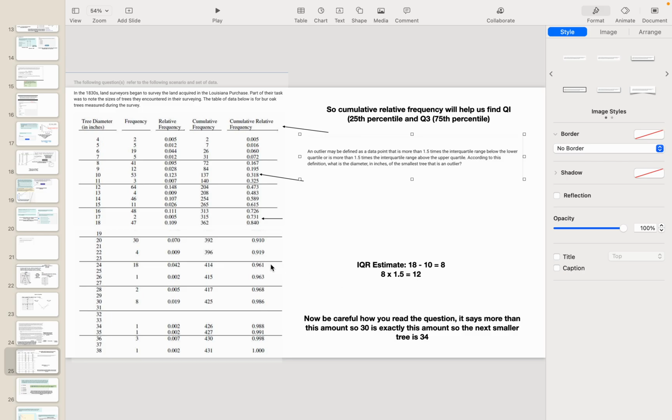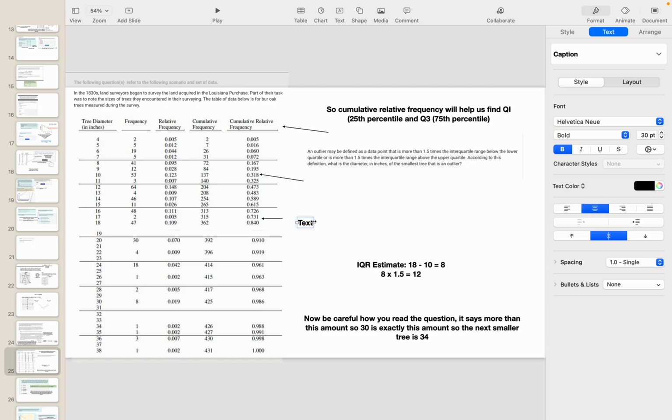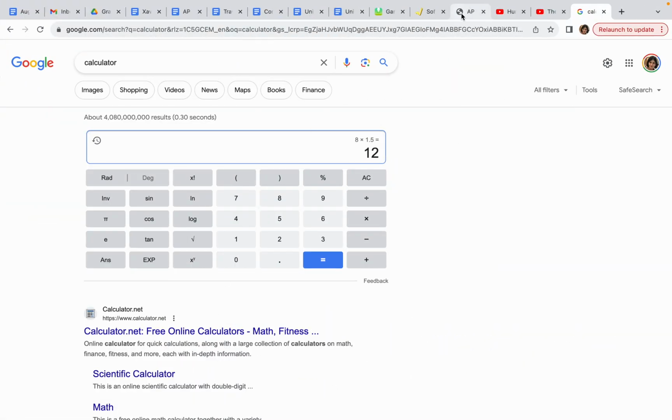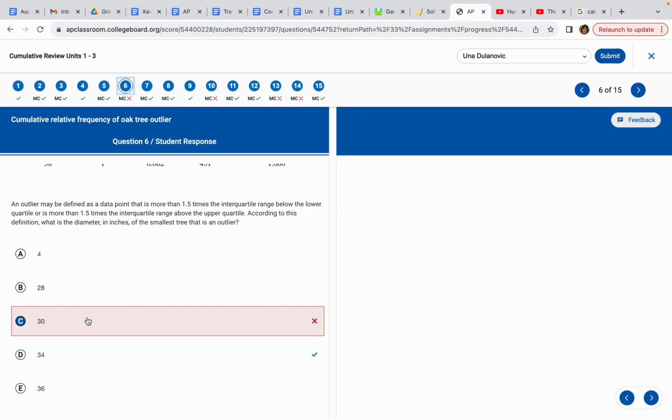And then I start to say, okay, I didn't write this down, but I can. So from that lower point, the lower estimate was 10, right? So 10 minus 12 equals -2. There's no trees of -2 diameter. That doesn't make any sense. And then if I do it from the high end, 18 plus 12 equals 30. And the catch on this is to click on 30, because that's the number you got when you did it.